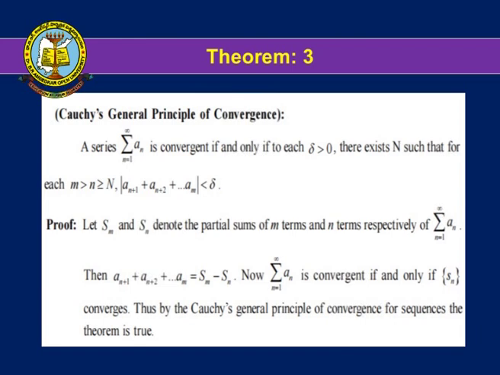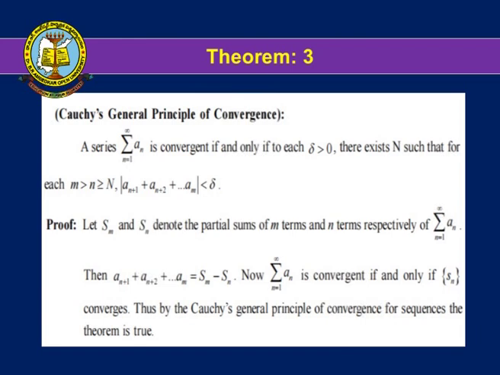This is another proof. Now, I will take Sm and Sn as two partial sums of the series, with m terms and n terms. Now, if I take the difference Sm minus Sn, what we get is the terms beyond the nth term, that is n plus 1, n plus 2, and so on up to the mth term. So Sm minus Sn equals an plus 1 plus an plus 2 plus so on plus am.